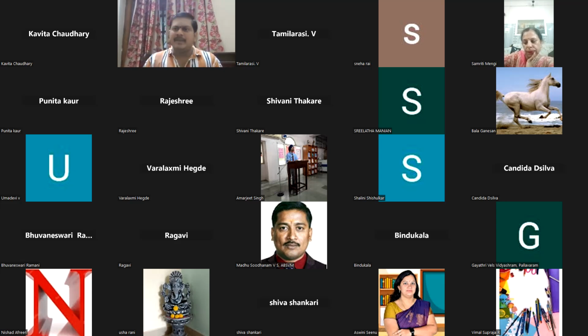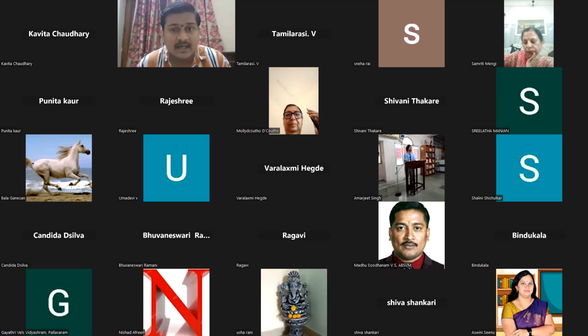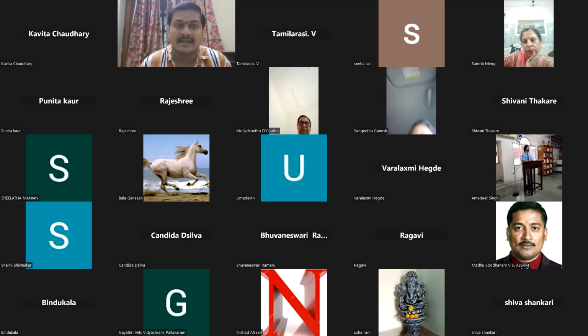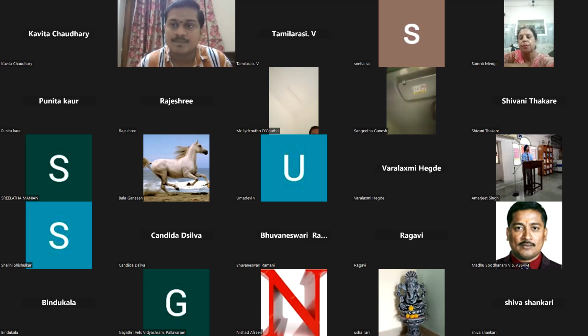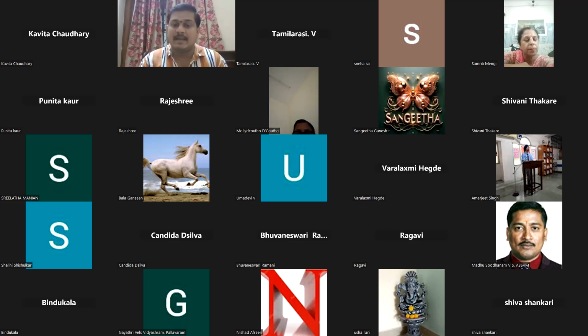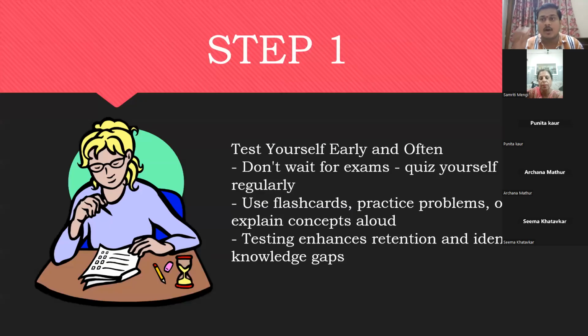Apart from that, many worksheets are given by the teacher. Apart from that, many slip tests are conducted by the teacher again and again in the same chapter. The teacher might take a test, a formative assessment. Am I right? So this way, what is happening? The child is getting a chance to revise the topic or the content taught by the teacher again and again. So early, which means do not wait for the teacher to conduct a test. Do it early yourself and again.